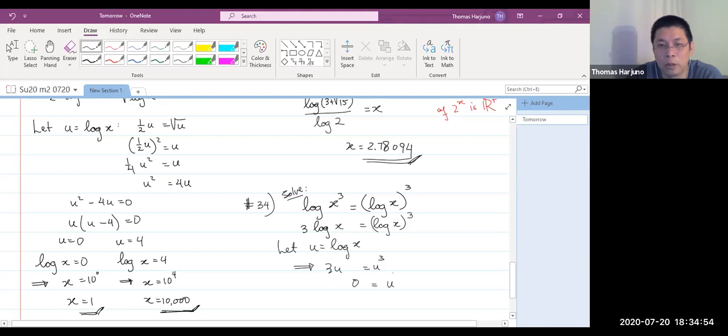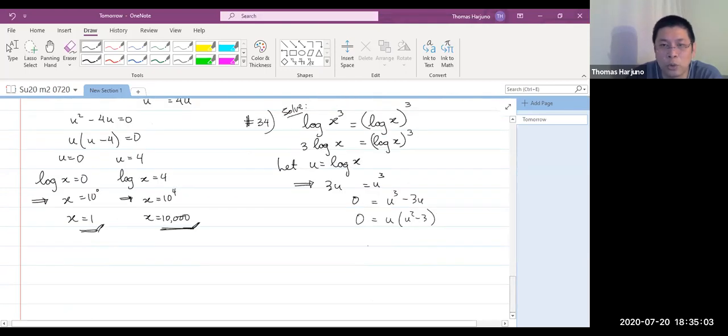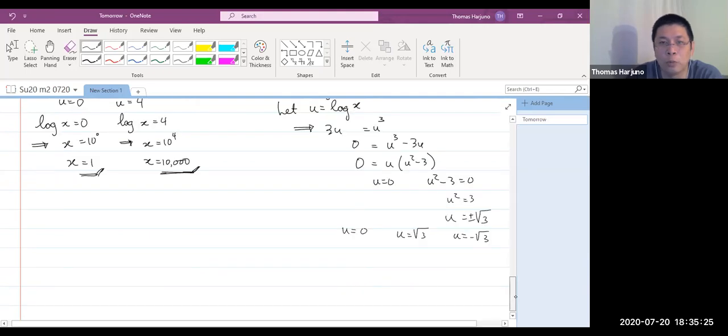That's a polynomial of degree 3, and I believe we can factor this. Let's set one side to 0: u times u squared minus 3. So either u equals 0 or u squared minus 3 equals 0, or u squared equals 3, u equals plus or minus radical 3. So the solutions for now are u equals 0, u equals radical 3, u equals negative radical 3.